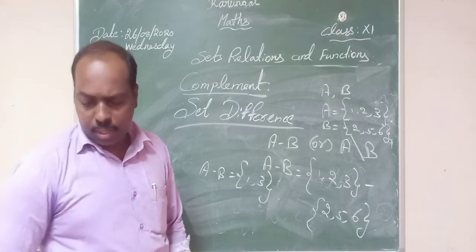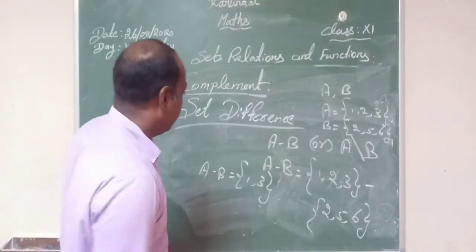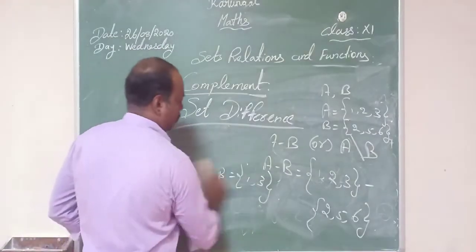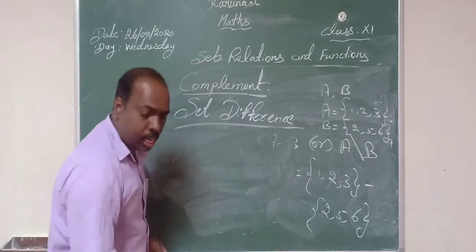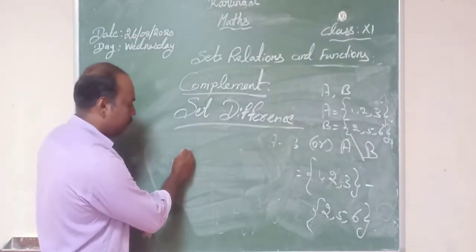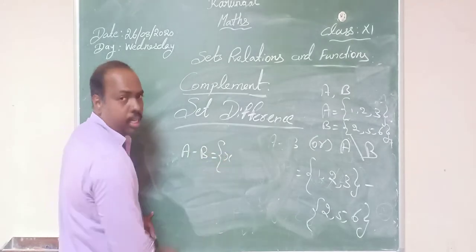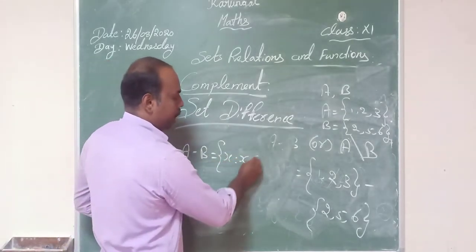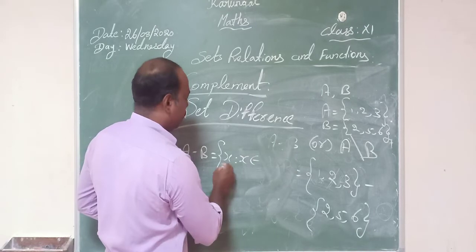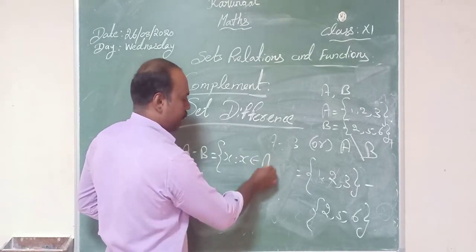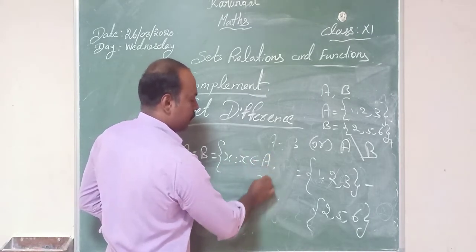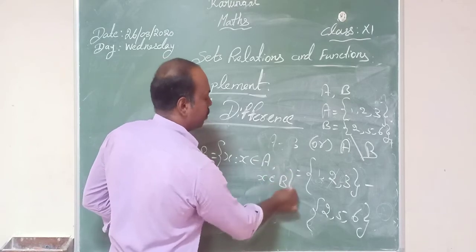Generally, how will you write the definition? Now you see the example, so you have to say the definition. A minus B equal to, say, X. Generally X such that X belongs to, A minus B means X belongs to A, but X not belongs to B. Am I right?